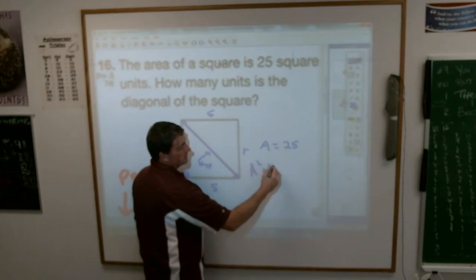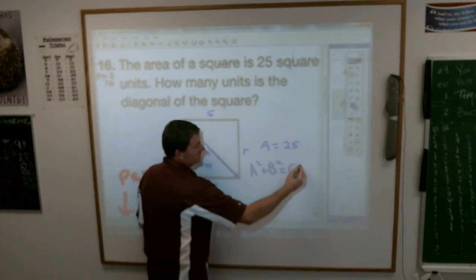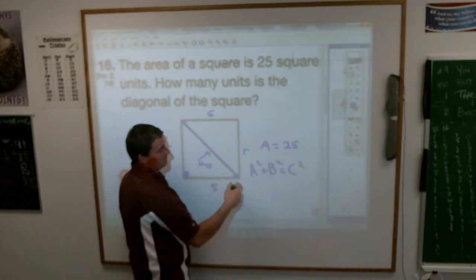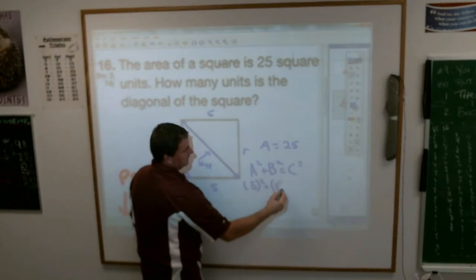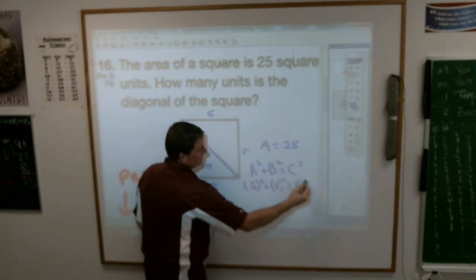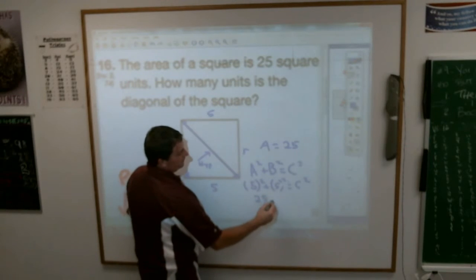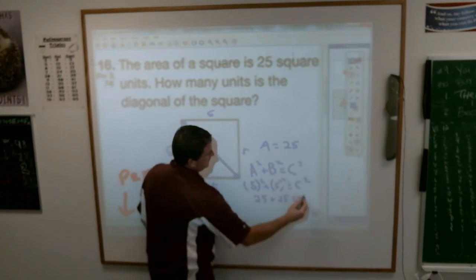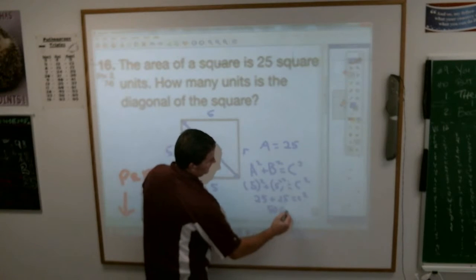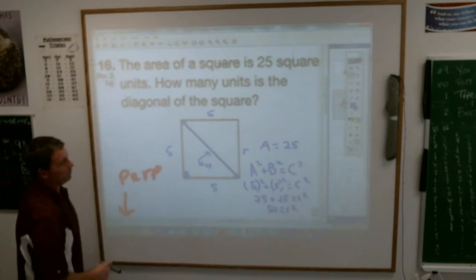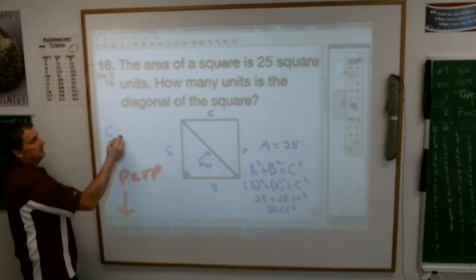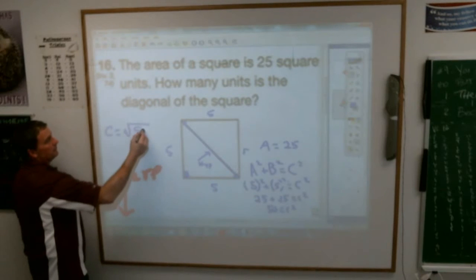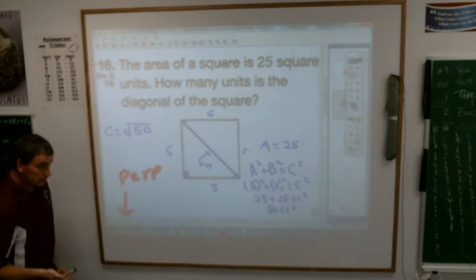A squared plus b squared equals c squared. C is always the hypotenuse, so 5 squared plus 5 squared equals c squared. 25 plus 25 is c squared. 50 is c squared, and then here's kind of where people go wrong. If c squared is 50, what is c? Square root of 50, but that's not good enough either because the square root of 50 can be simplified.